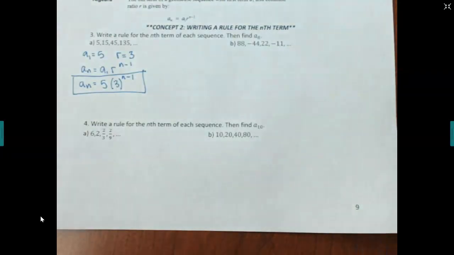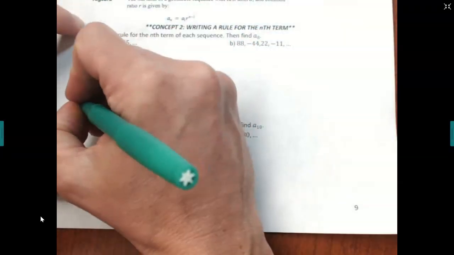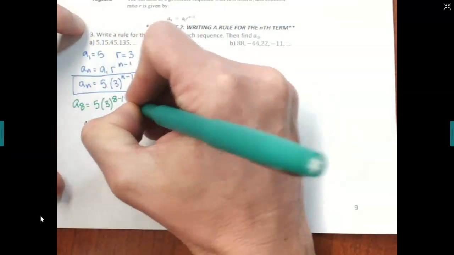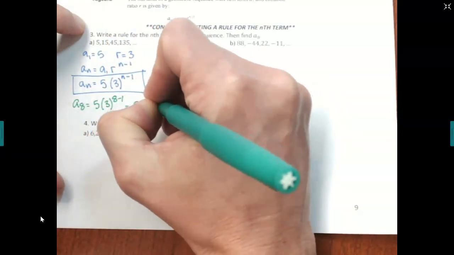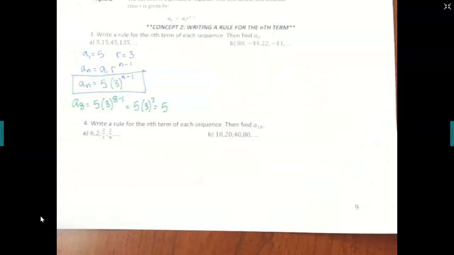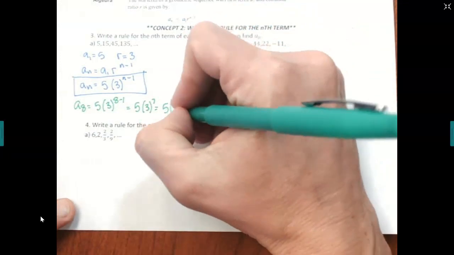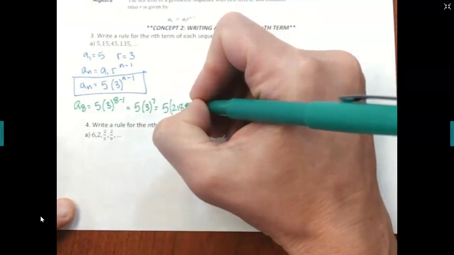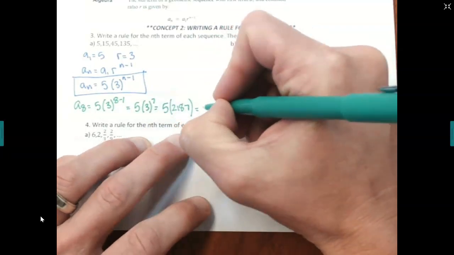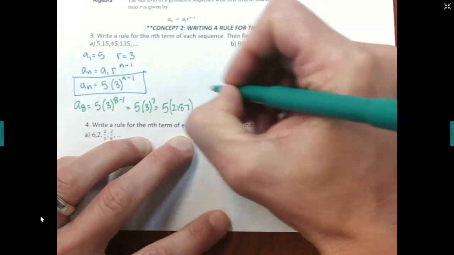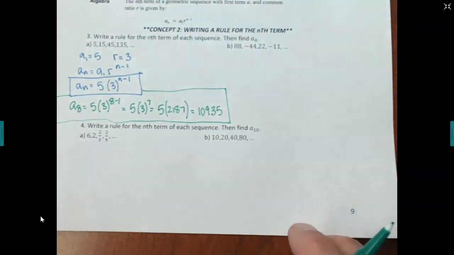Once you have your rule, you can find any term, 100th term, 12th term. In this case, they want us to find the 8th term. So I say a sub 8 equals 5 times 3 to the 8 minus 1 power, which is 5 times 3 to the 7th power, which is 5 times, let's see, 2,187. 3 to the 7th power, and when you multiply, you get 10,935. And voila, we got the 8th term there.